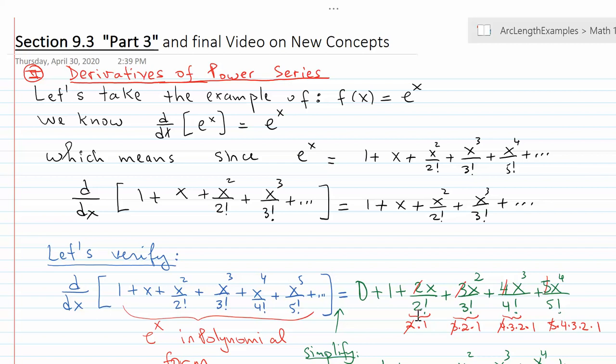Hello guys, this is going to be our last video of the semester. In the last video I mentioned geometric series, how we could use that form on fractions to write Taylor polynomials. Infinite polynomials. So that was one type of shortcut that we covered in the previous section.